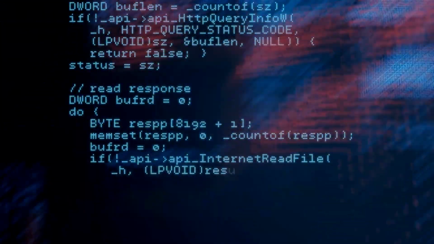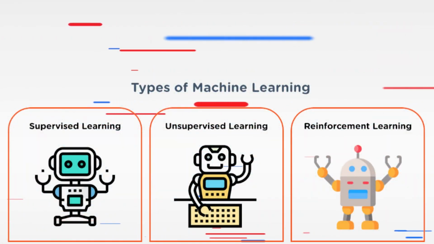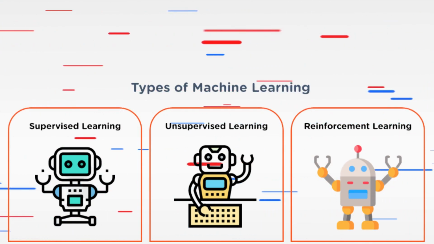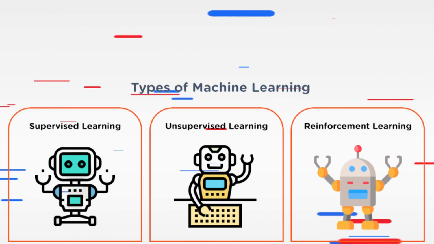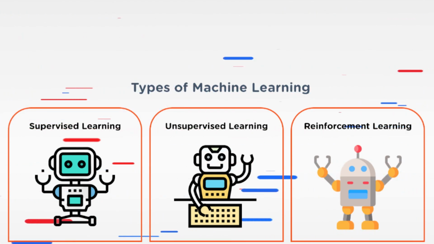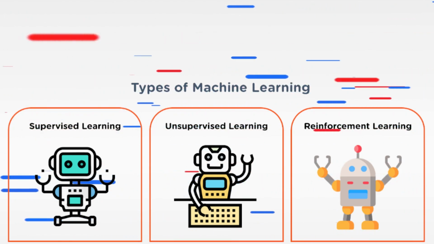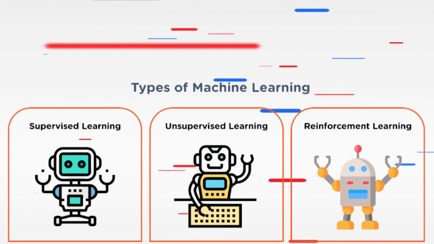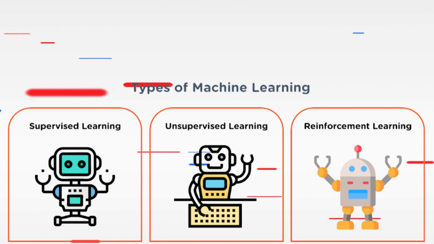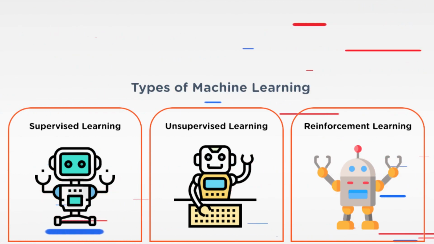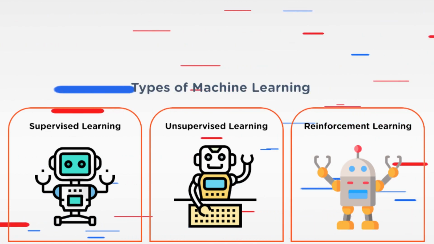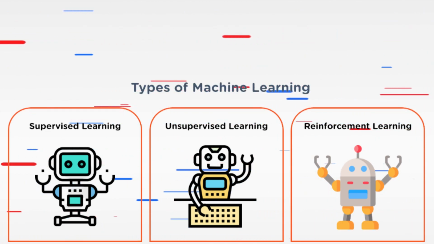So based on gathering all that data, it's going to be able to make predictions or decisions based on that data. There are three main types of machine learning: supervised learning, unsupervised learning, and reinforcement. In supervised learning, the computer is trained on a labeled dataset and learns to predict the correct output. In unsupervised learning, the computer learns to identify patterns in unstructured data. And in reinforcement learning, the computer learns to make decisions based on feedback from the environment.